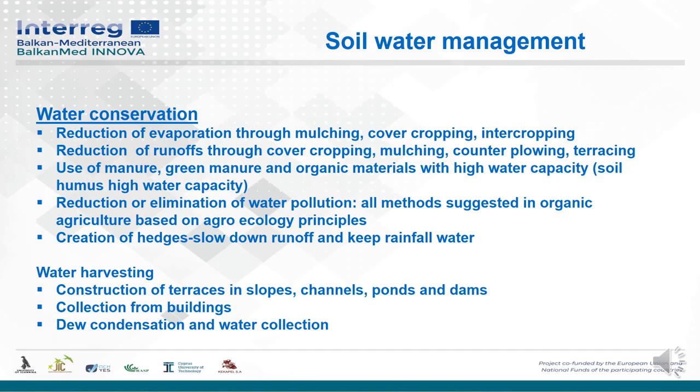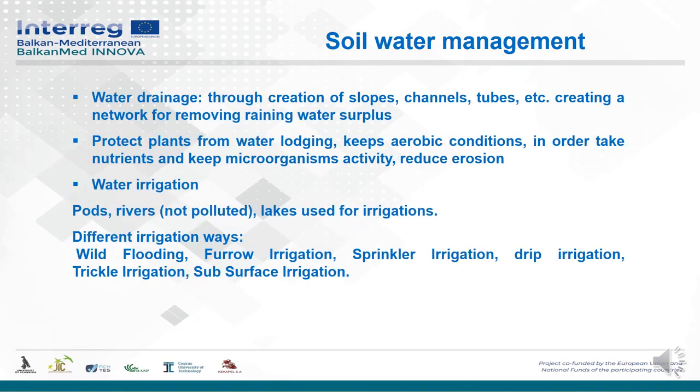For water harvesting, we suggest construction of terraces in slopes, channels, ponds, and dams. Collection of water from buildings, for example, water coming from rainfalls, dew condensation, and water collection. Other practices that are advisable for better soil water management are use of water drainage through creation of slopes, channels, tubes, etc., creating a network for removing rainwater surplus, because otherwise it will damage the plants in the field. Protect plants from waterlogging, keep aerobic conditions in order to take up nutrients and keep microorganism activity, and in this case we can reduce erosion.